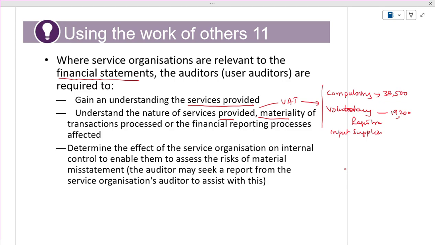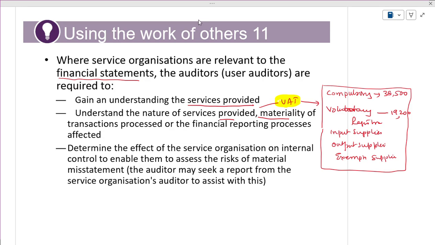We should know what the input supplies are. We should know what the output supplies are. We should know what the exempt supplies are. We have to know these things: input VAT, output VAT. We should have a comprehensive knowledge about this. This is where we are talking about the service organization. Whenever you have time, whenever you come across it, just focus on this.